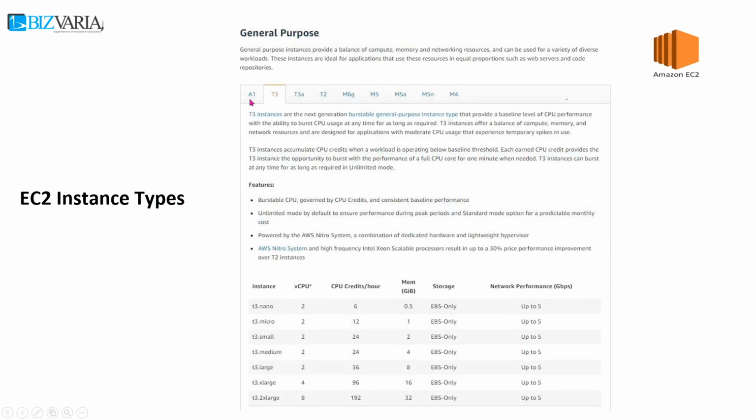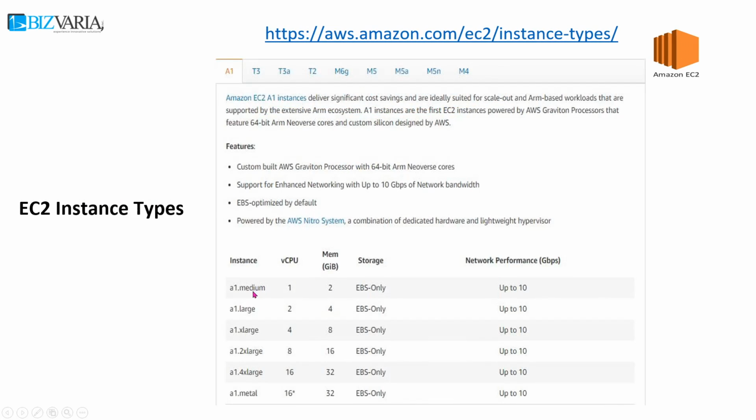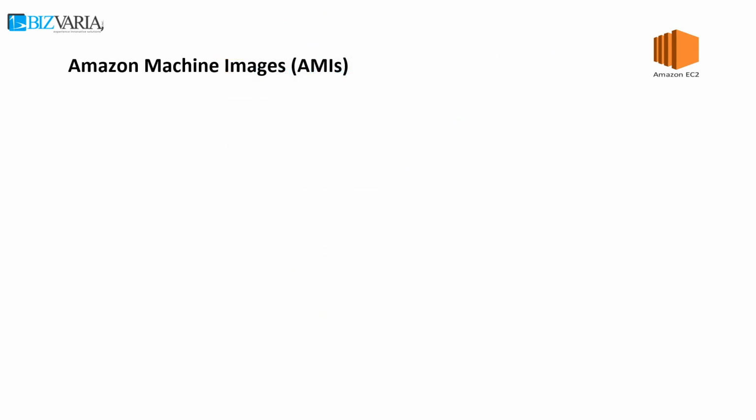So see here, these are the family names: A1, T3, T3A, T2. All these are families. But in each family you again have mid sizes, medium, large. This one belongs to the A1 family. Then they have this kind of instance size: medium, large, extra large, 2 extra large. It's common. You use this kind of thing in your day-to-day life. When you do shopping, even with clothing, you select the size.